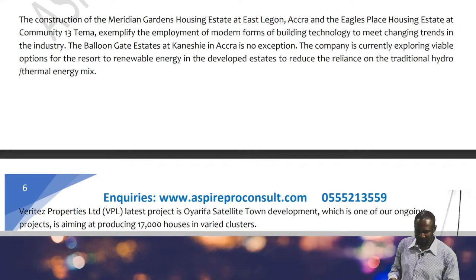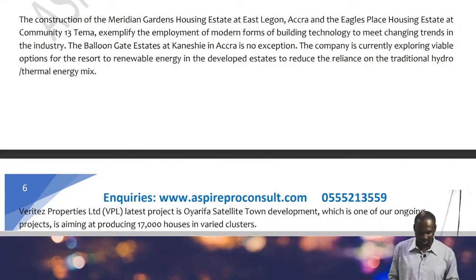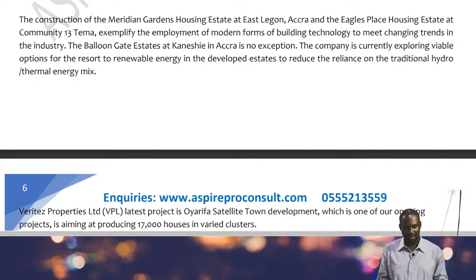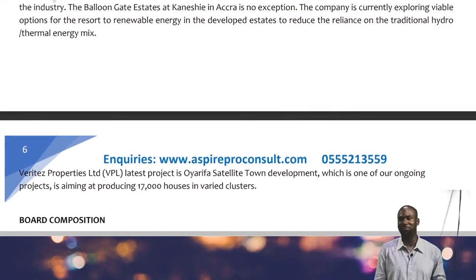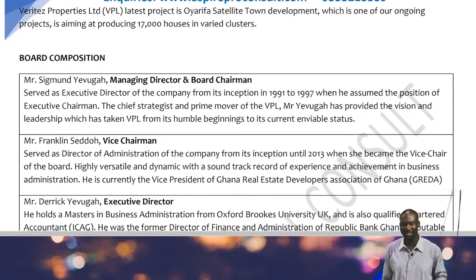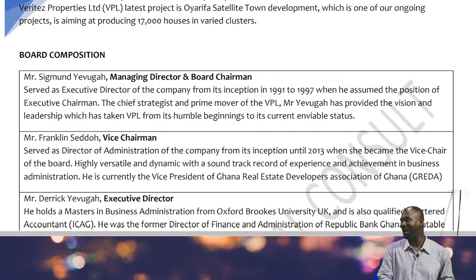So, the company is currently exploring options to resort to renewable energy in the development of estates to reduce the reliance on traditional hydro or thermal energy or a mix. That is part of the aspirations. Now, Veritas' latest project, underline that, is the Kantamansu Satellite Town Development. But I changed it to Oyarifa Satellite Town, which is one of the ongoing projects and is aiming to develop how many houses?